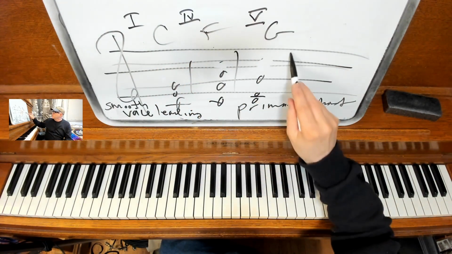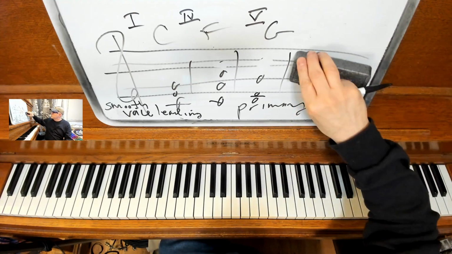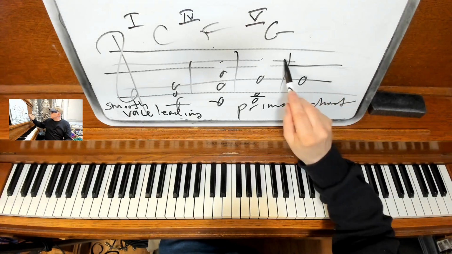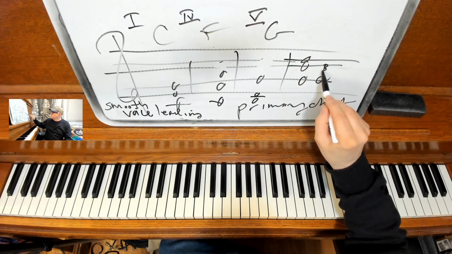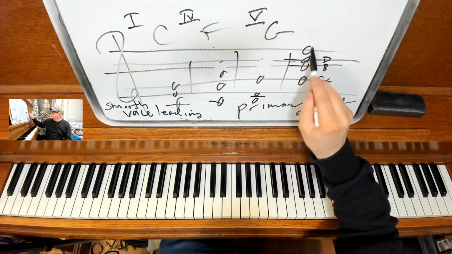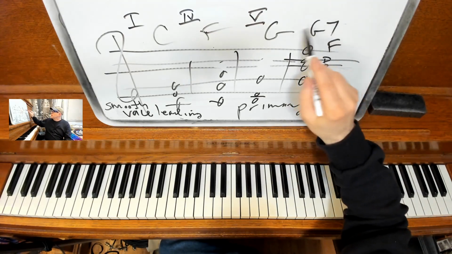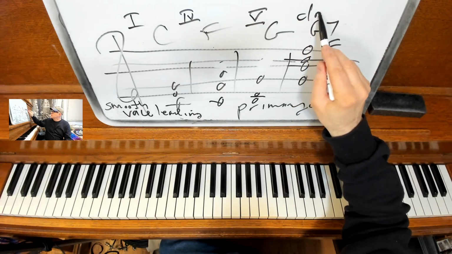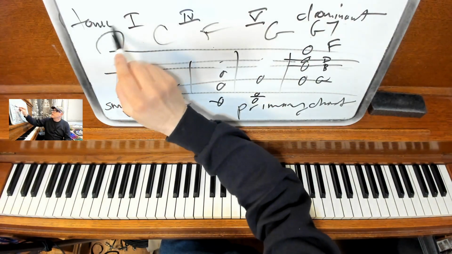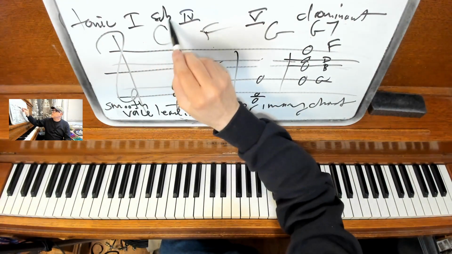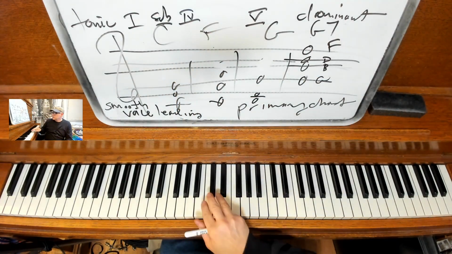G, B, D. I'll put it back in root position. G, B. Let's make that line a little bit clearer. Okay, so G, B, D. And then if I add an extra note, skip up one more note, add an F. Now we have G7, and sometimes we call that dominant, D-O-M-I-N-A-N-T. One is tonic, and the 4 is the subdominant.